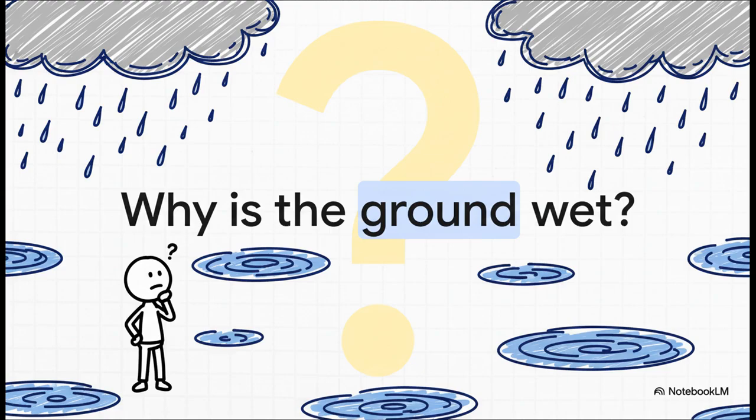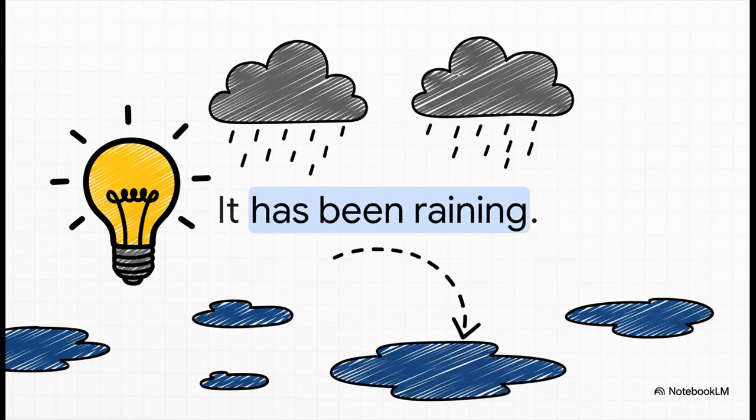Okay, let's start with a simple scene. Imagine you walk outside, look down, and the pavement is dark and there are puddles everywhere. What's the first question that pops into your head? Probably something like this, right? Why is the ground wet? How would you explain that? You'd probably say it has been raining. And boom, just like that, you've used the present perfect continuous. See, you're already doing it.